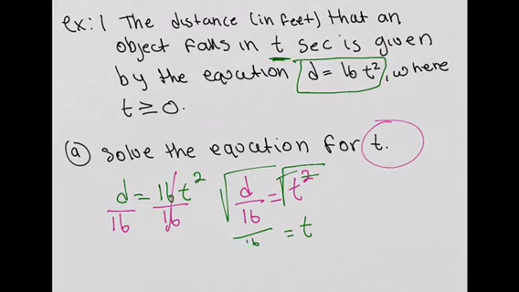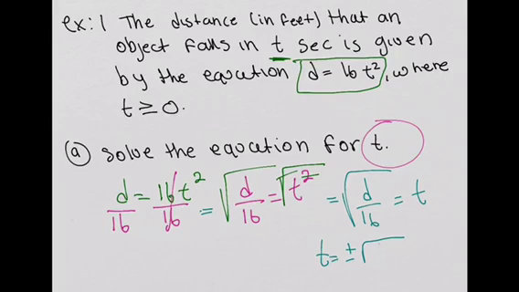Just keep working horizontal, right? That's horizontal, yes. The square root of d over 16 equals t. Now, remember, this is plus or minus. Oh, let's add that there. Cannot forget that. t equals plus or minus the square root of d over 16.